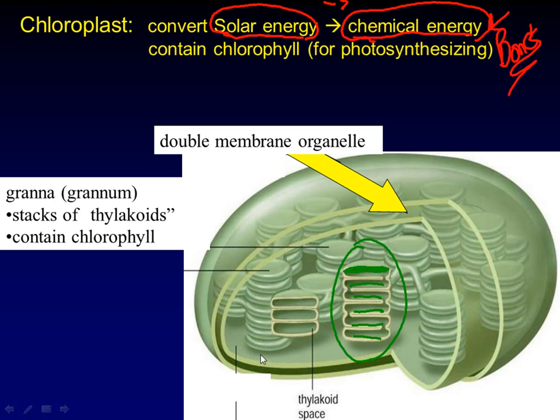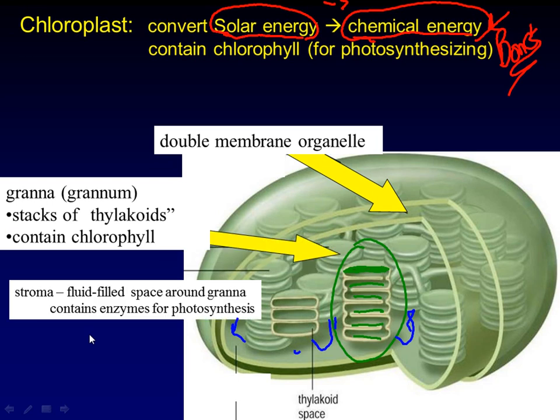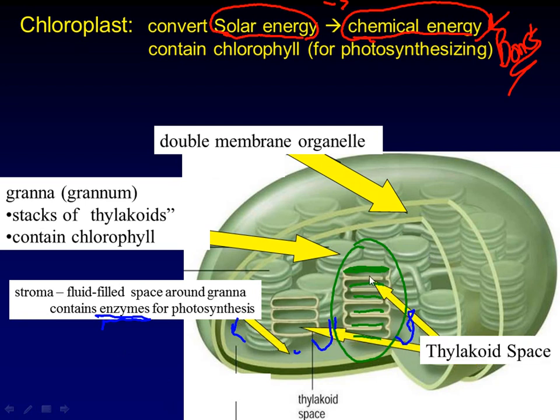There is a fluid right here that surrounds the grana. It's called stroma. And there are lots and lots of enzymes right here for photosynthesis. Lots of enzymes in the stroma. And these would be called the thylakoid spaces where the chlorophyll is.